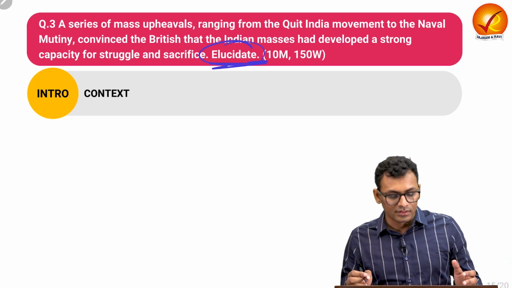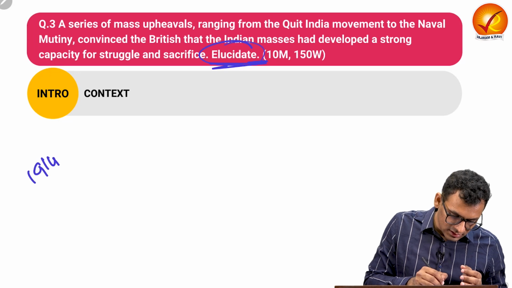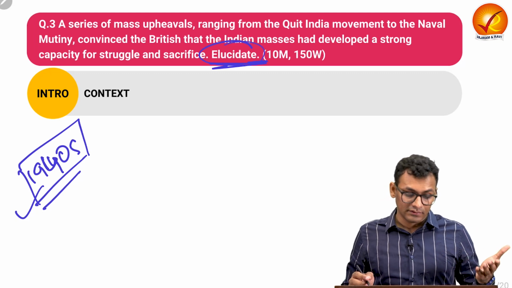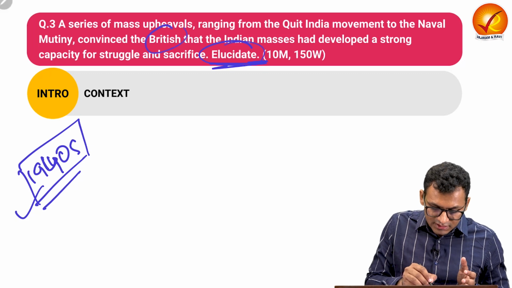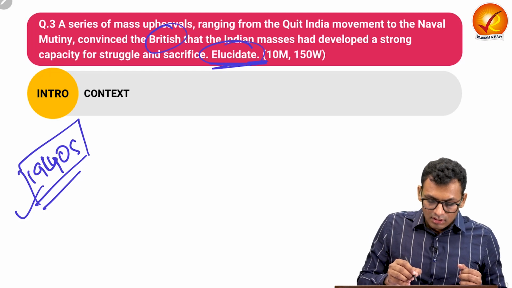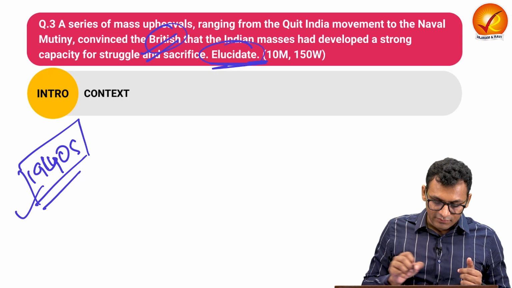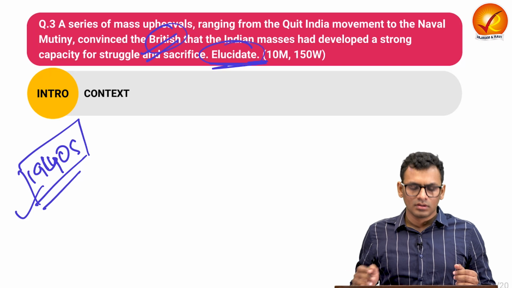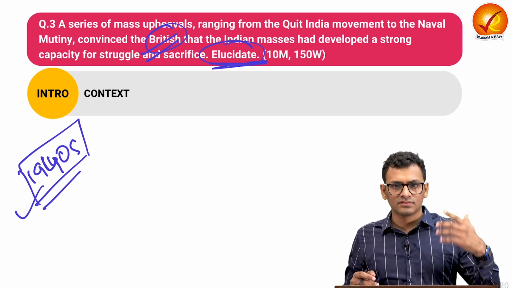Elucidate. Now again over here we have to see that the question is talking about how events in 1940s such as Quit India movement, naval mutiny, INA trials impacted the conscience of British rulers in a way that they were now in a kind of disharmony that Indian masses have already developed a strong capacity for struggle and sacrifice, and they must now take certain decisions as in to provide freedom for the nation. So this is something you can provide as a context for the introduction.